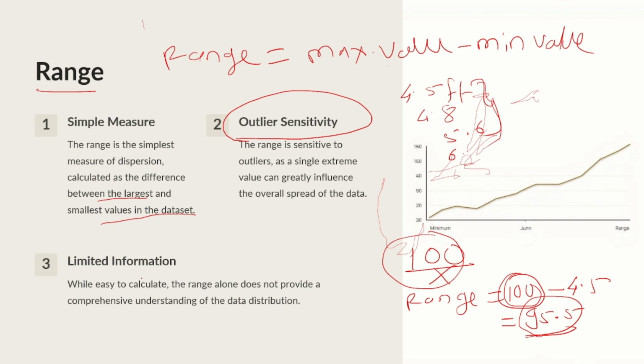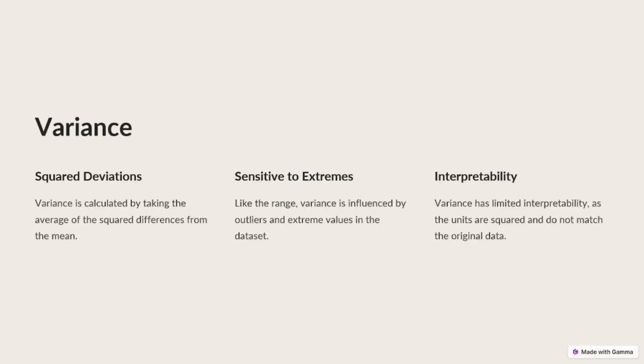And based on the range, we cannot directly interpret or understand the distribution of the data. So we can go to the next measure of dispersion, which is very, very important. Definitely you have heard about variance and standard deviation. So first understand what variance is. Variance means the average squared difference from the mean.